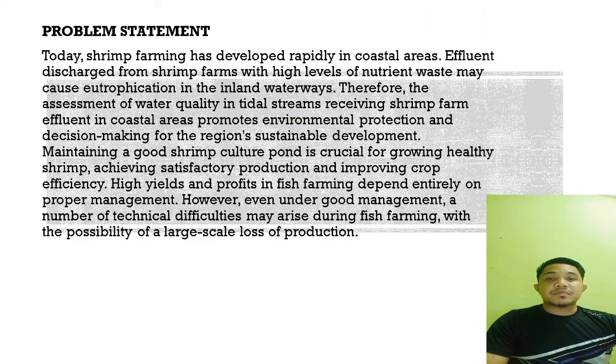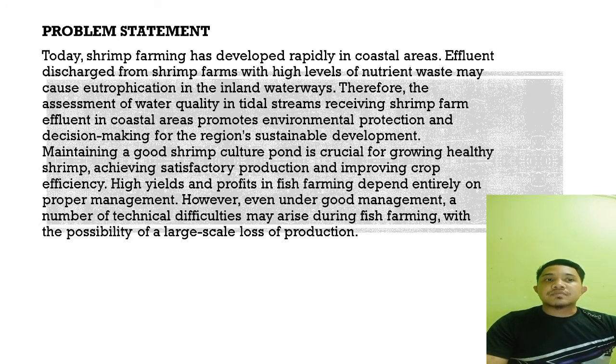For the problem statement, today shrimp farming has developed rapidly in coastal areas. Effluent discharge from shrimp farms with high levels of nutrient waste may cause eutrophication in inland waterways. Therefore, the assessment of water quality in streams receiving shrimp farm effluent in coastal areas promotes environmental protection and decision making for the region's sustainable development.